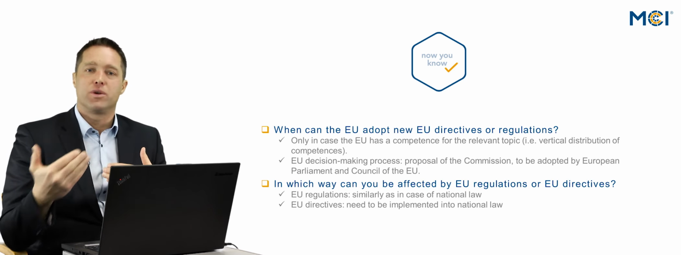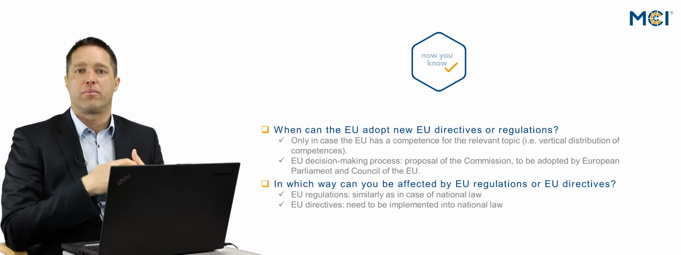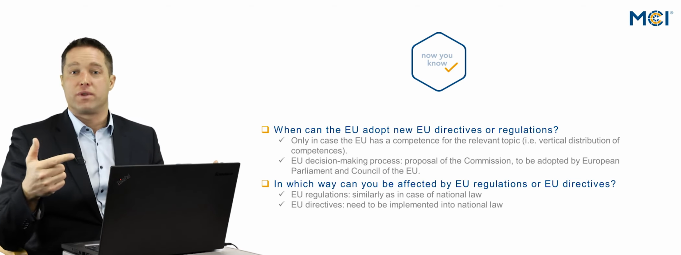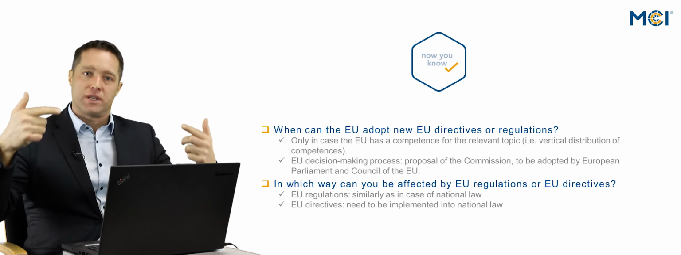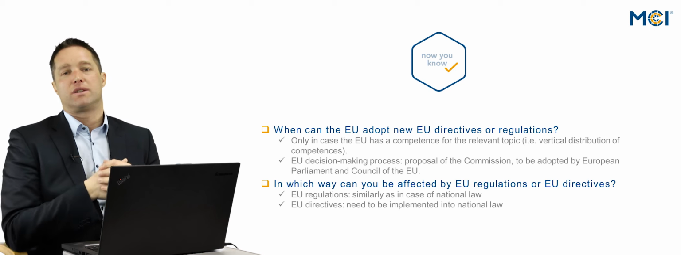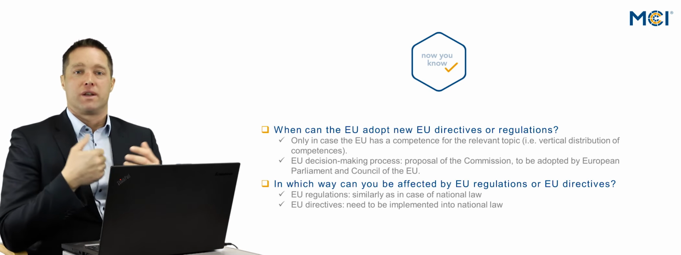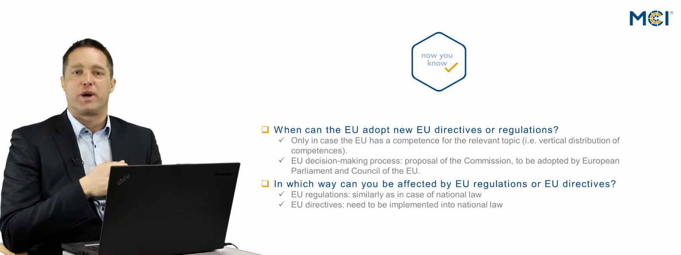Because if an EU regulation is adopted at EU level, it's directly binding on you, whereas we have seen that EU directives are addressed first at the member states, and they then, in a next step, need to implement those directives into national law. So hopefully now you know more about EU law.